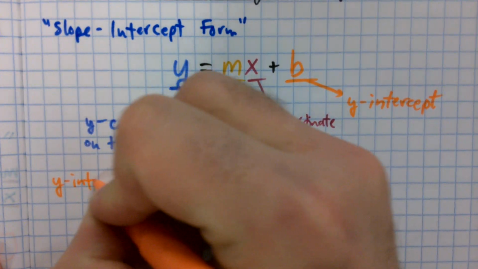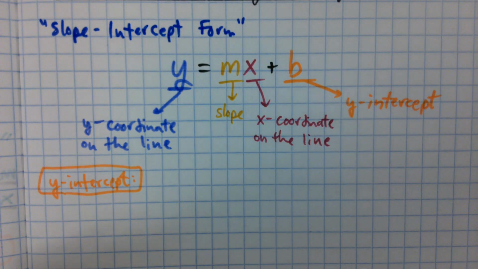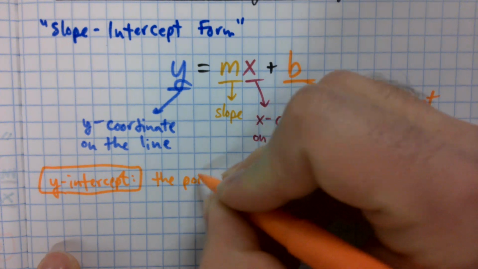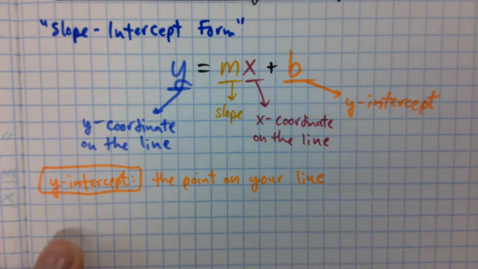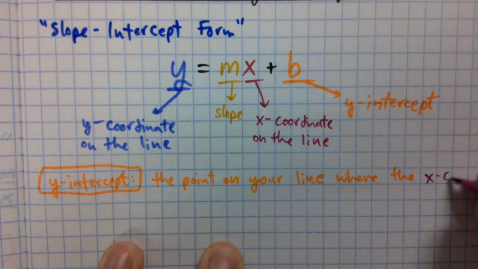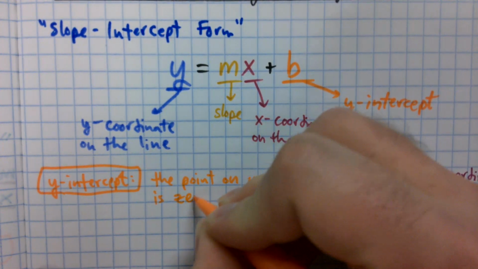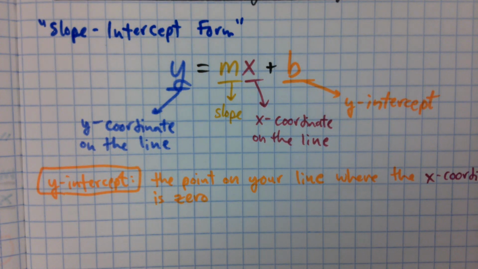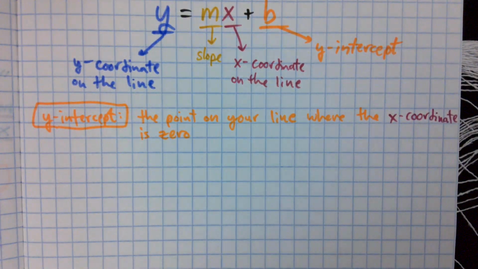To review again, the y-intercept is the point on your line where the x-coordinate is 0. The point on your line where the x-coordinate is 0.